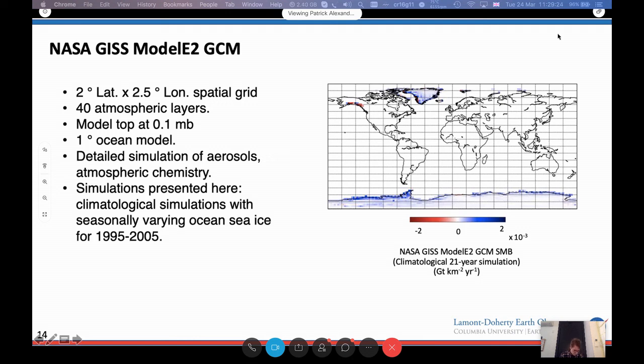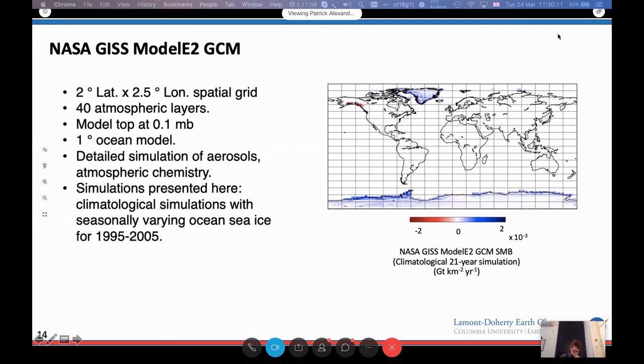So for the NASA GISS climate model, most of the outputs that I'm going to be talking about are with the NASA GISS Model E2 GCM. So this has a 2 by 2.5 degree longitude latitude grid, 40 atmospheric layers, model top at 0.1 millibars, and a 1 degree ocean model. It's also very good at simulating aerosols and atmospheric chemistry, and so it's basically capturing interactions between surface, atmosphere, ocean, and ice.